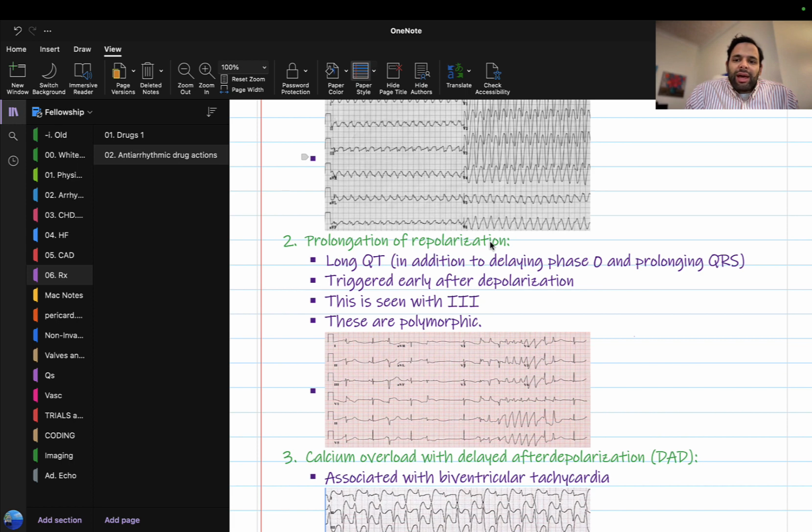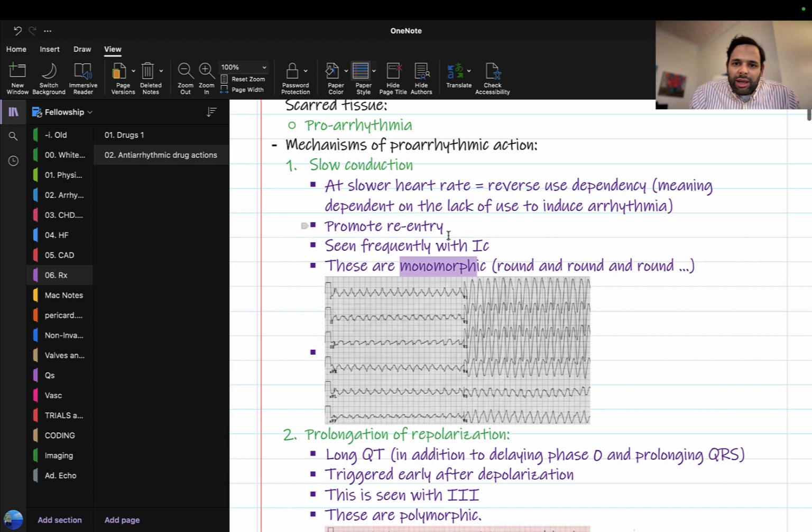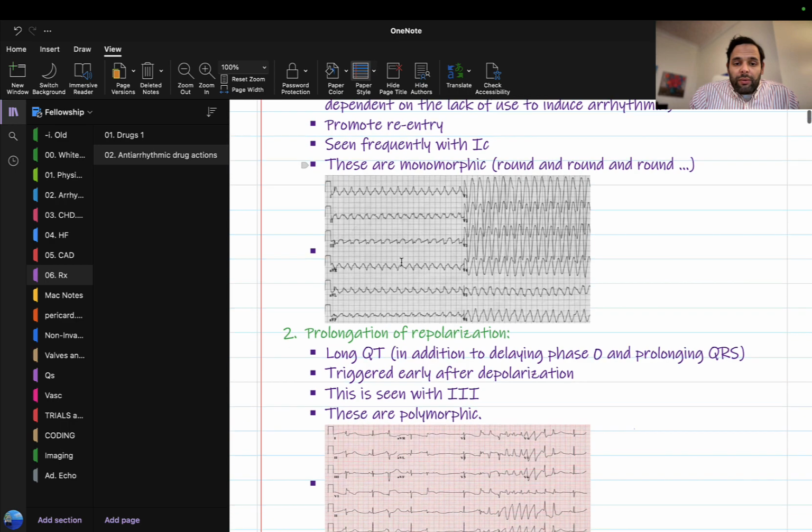And delaying that is seen mostly with class 3 agents. There is a little bit of contribution with class 1A medications to the prolongation of repolarization in addition to prolongation of depolarization, which is their main activity. So again, let's talk about it in terms of channels. Remember, the slow conduction had lack of use of ion channels, i.e. in bradycardia, resting heart rate, that promotes the tachyarrhythmia. We call that phenomenon reverse use dependency. We'll discuss its physiology below.